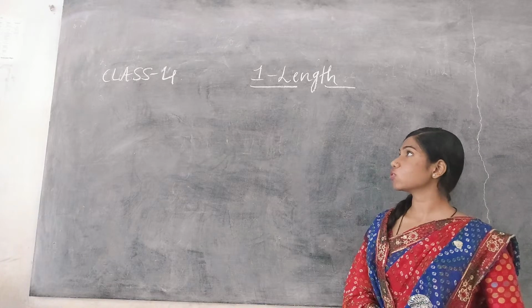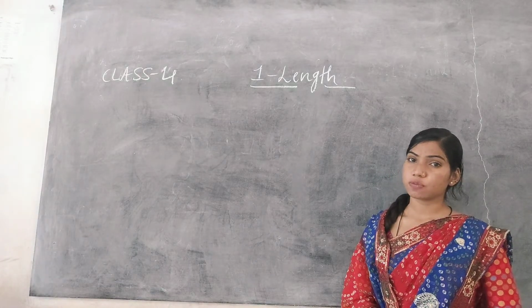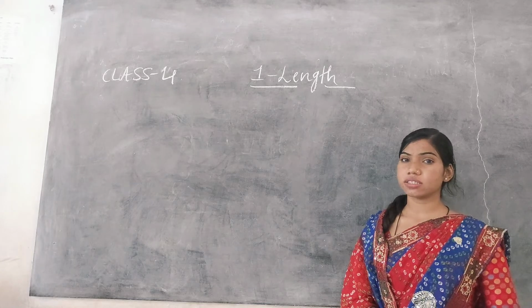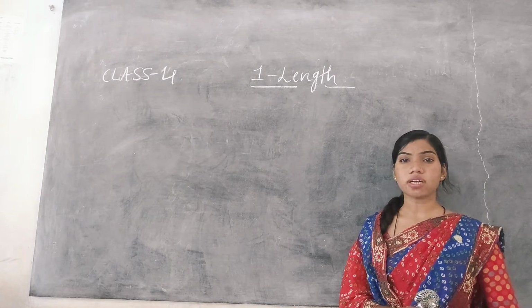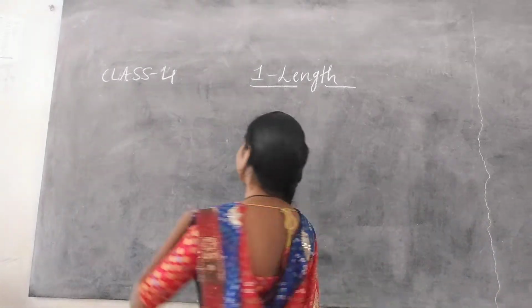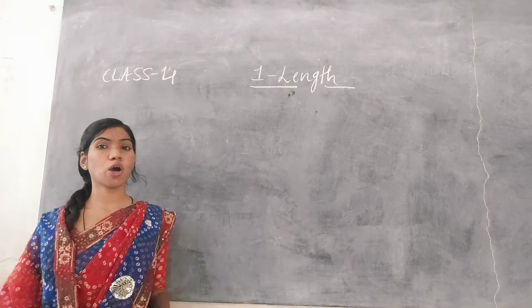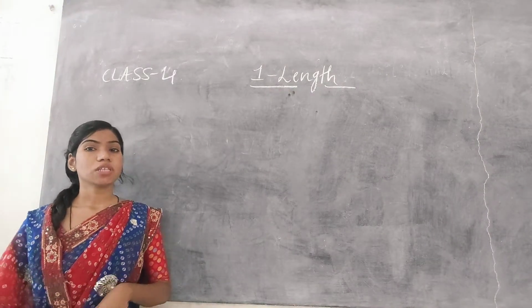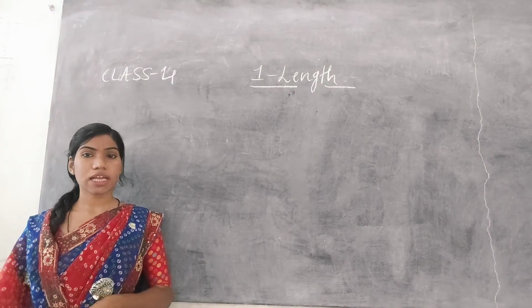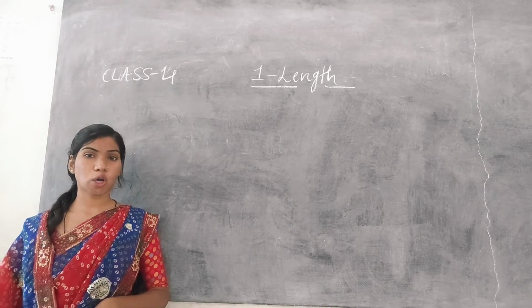In that, the first chapter is length. Length tells us how long the object is. The measurement of length helps us to find out the length of the objects.